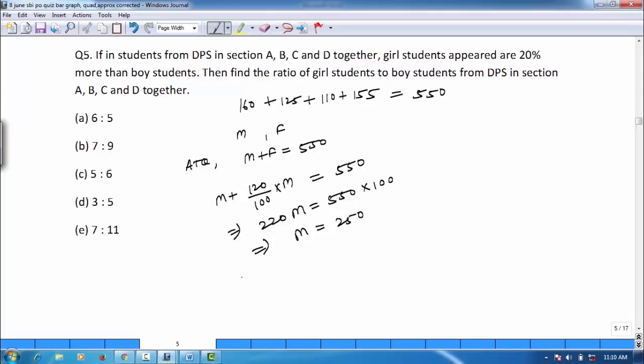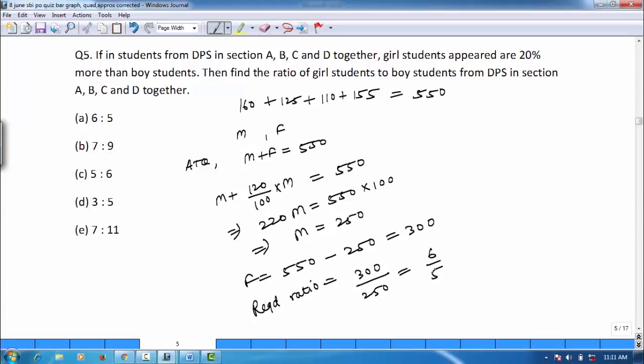So the number of females will be equal to 550, that is the total number of students, minus male students, that is 250. So this will be equal to 300, and the required ratio will be equal to 300 upon 250, that is equal to 6/5. So the required ratio is 6:5.